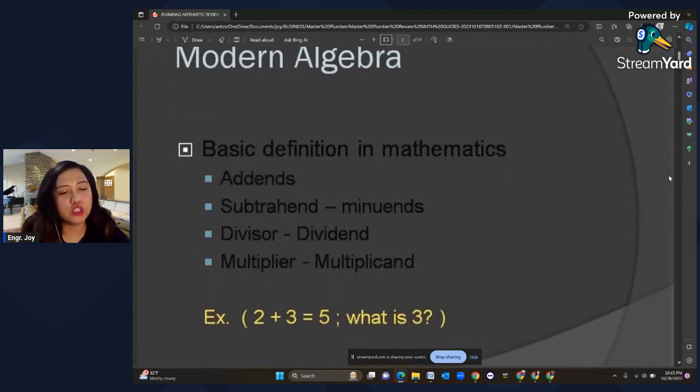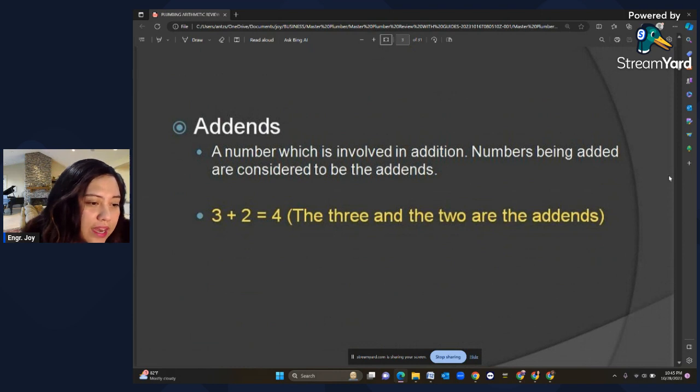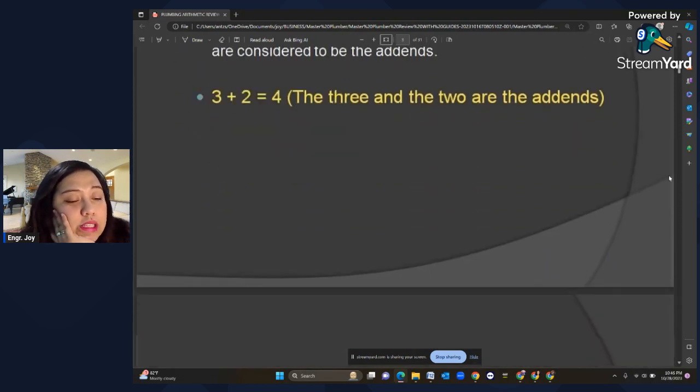So basic definitions in mathematics. Yung addends, subtrahend, minuends, of course, divisor, dividend, multiplier, multiplicand. Sa addends muna tayo: a number which is involved in addition. Numbers being added are considered to be addends. That's why 3 plus 2 is equals to 5. Alam ko yan, very simple. Pero ano kaya connection nito dito sa plumbing arithmetic? The 3 and the 2 are the addends.